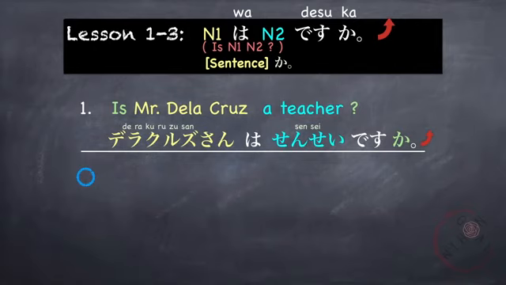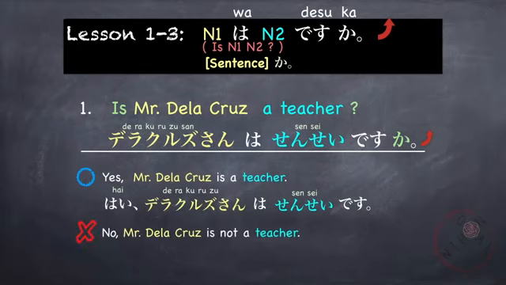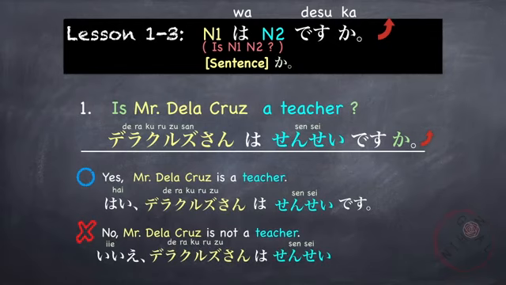So how do you answer this question? Of course we answer this either by yes or no. Yes, Mr. De La Cruz is a teacher. Yes is hai. And then we just repeat our sentence above. De La Cruz-san wa sensei desu. So that's how we answer this question if it's a yes. If it's a no, the full sentence is no, Mr. De La Cruz is not a teacher. Iie, De La Cruz-san wa sensei ja arimasen. So using our grammar point number 2, we are stating that Mr. De La Cruz is not a teacher.